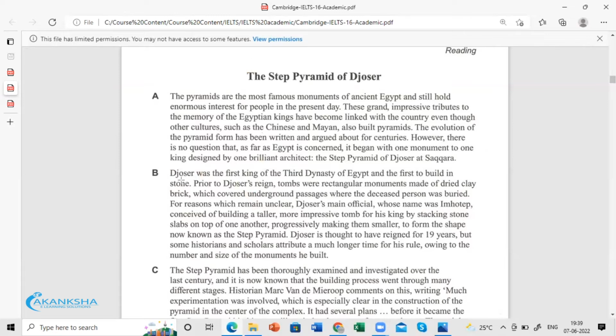that Djoser was the first king of the third dynasty of Egypt and the first to build in stone. So they are talking about who is the king here. They are discussing the king, right? And this is the first sentence. And let's see the last sentence, what it talks about. Like Djoser, I mean the king, is thought to have reigned, means ruled, for 19 years.